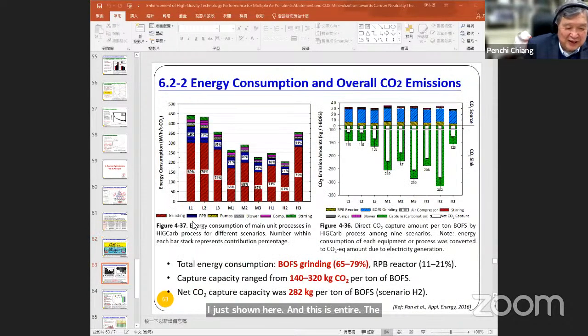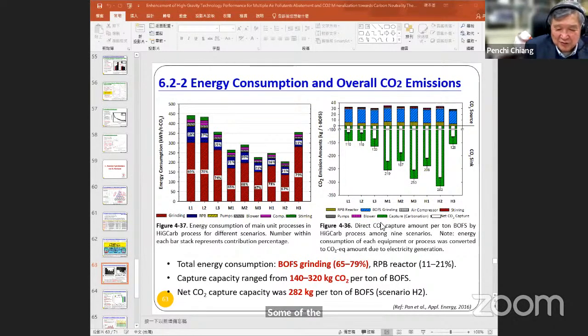As you can see, this is a grinding, this is a rotating, this is the pump, this is a blower, this is stirring. Some of the unit processes are shown here. So this is called carbonation in the process. And as you can see, this is the blower, this is the capture carbonation, and the net carbonation.